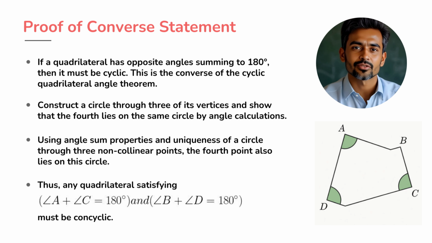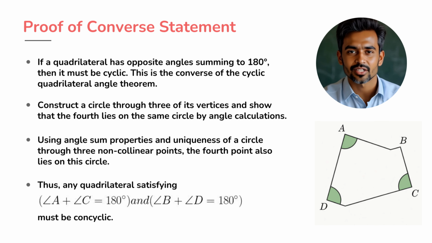Time for an exciting flip. We already know that for cyclic quadrilaterals, opposite angles add up to 180 degrees. But did you know the opposite is also true? If a quadrilateral has opposite angles summing to 180 degrees, then it must be cyclic. This is called the converse of the cyclic quadrilateral angle theorem. How do we prove it?